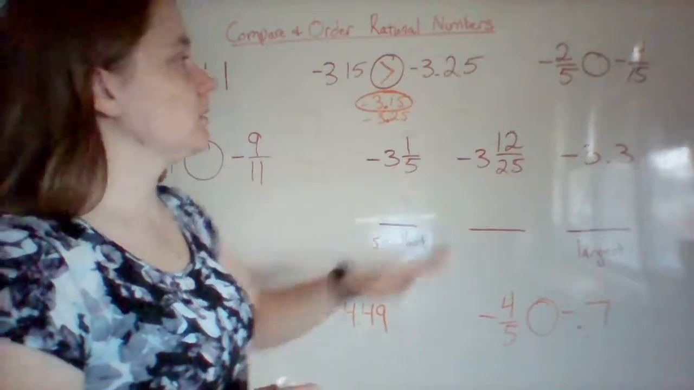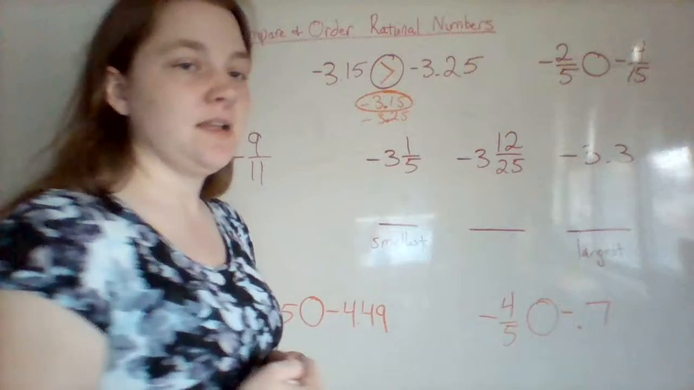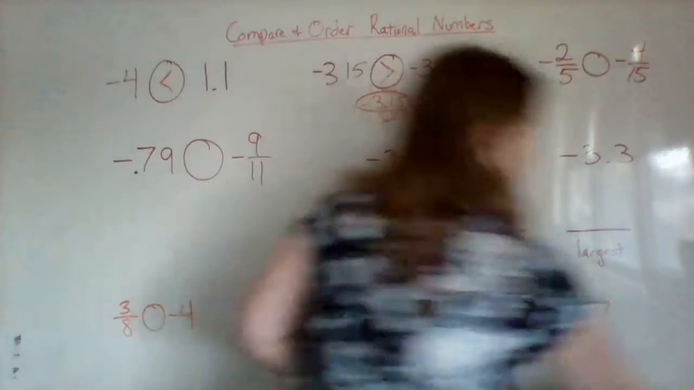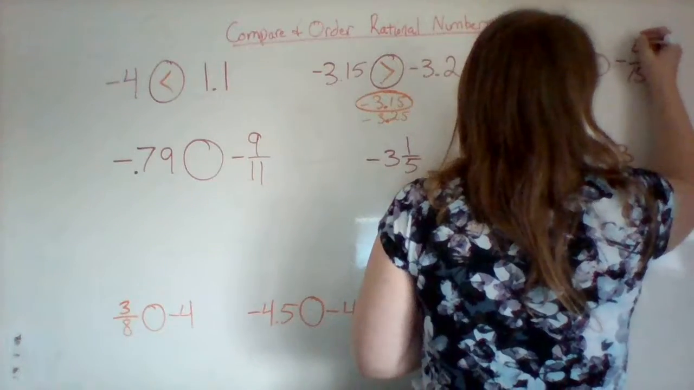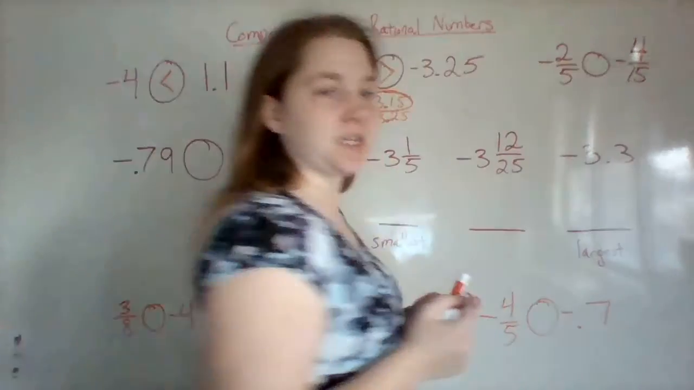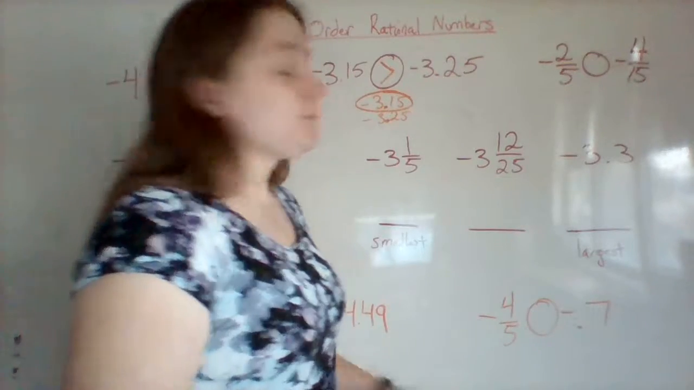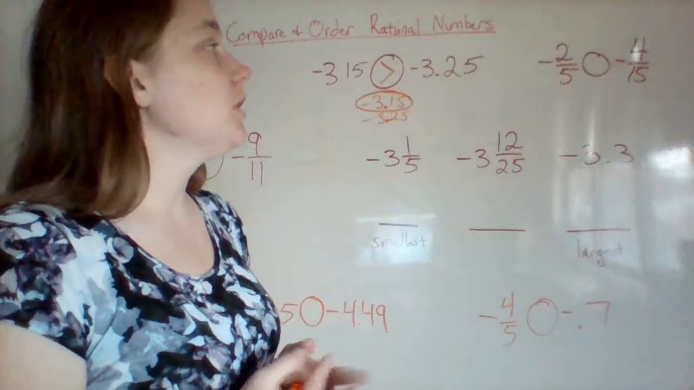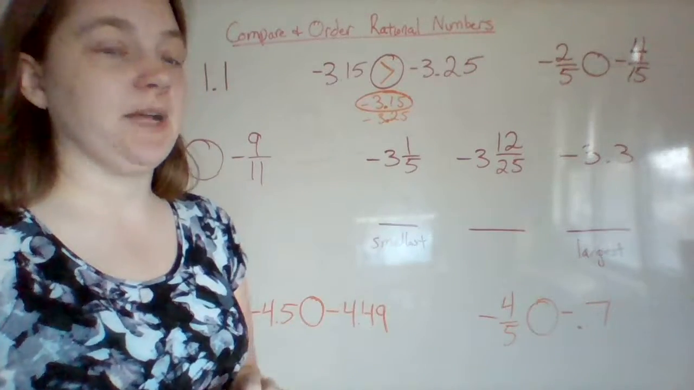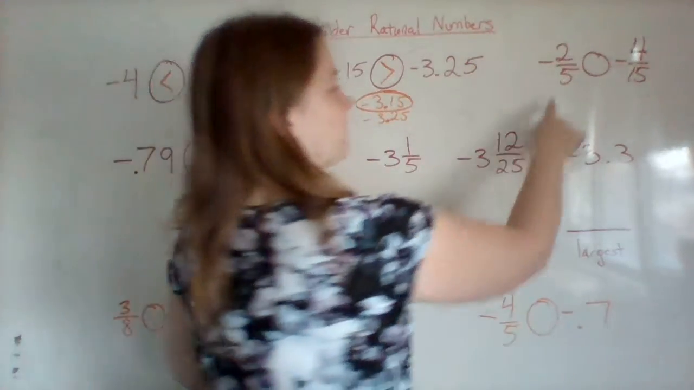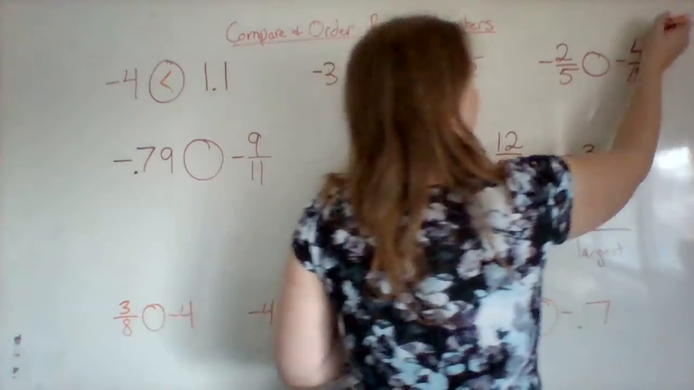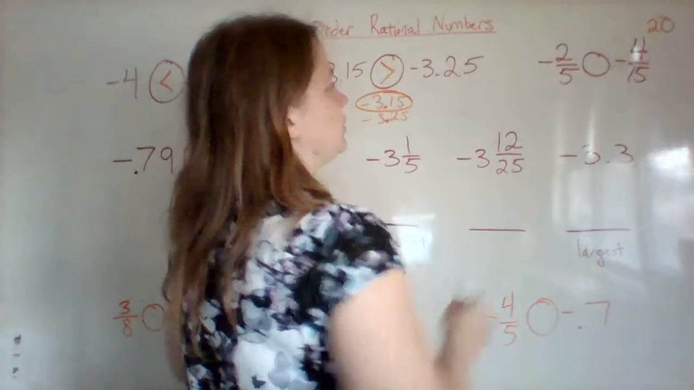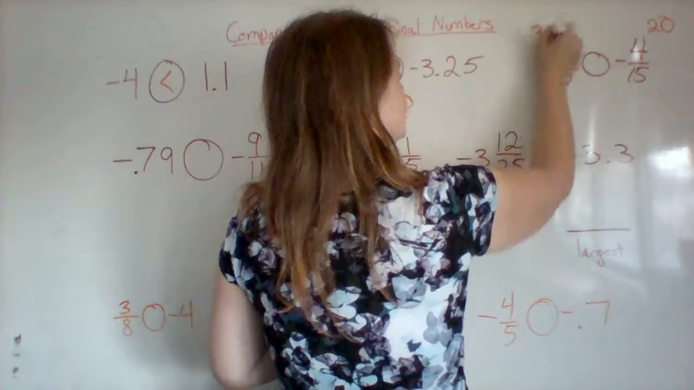Now we're going to scoot over to -2/5 and -4/15. And that is a 4, I promise. I think I checked this out beforehand. So, what we're going to do here is compare fractions just like we normally do, which is cross multiplying. Which means I'm going to multiply 5 times 4. I'm going to get 20. I'm going to multiply 15 times 2. 15 times 2 is 30.